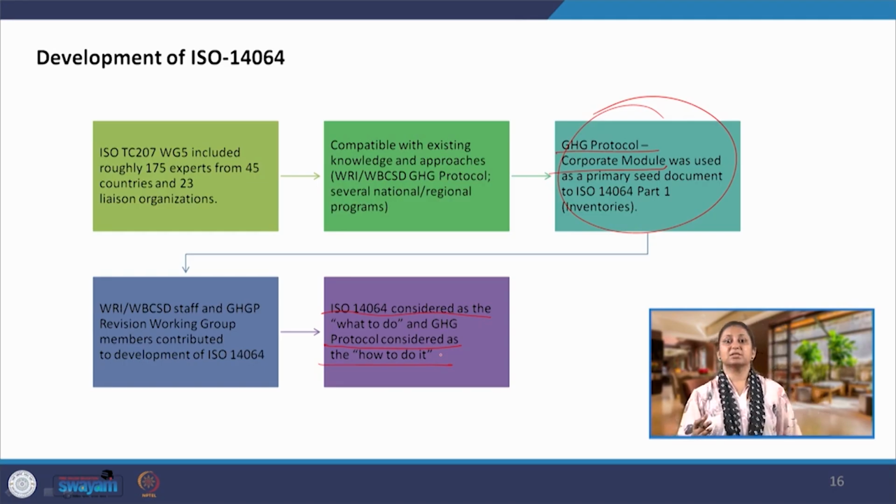And simultaneously, we are also talking about within these two how to reduce these emissions. We are not talking about projects which are offsetting, which are specifically developed for removing the GHG emissions, but here we are talking about the what to do and how to do it. The protocol of reporting and accounting is what we are looking at.